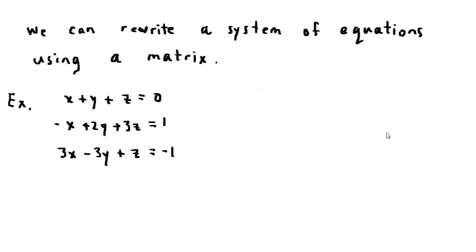In this lecture, we're going to look at elementary row operations. We can rewrite a system of equations using a matrix. So for example, look at this system of equations. We've actually solved this system of equations in an earlier lecture. We can write a matrix that encapsulates this system of equations.